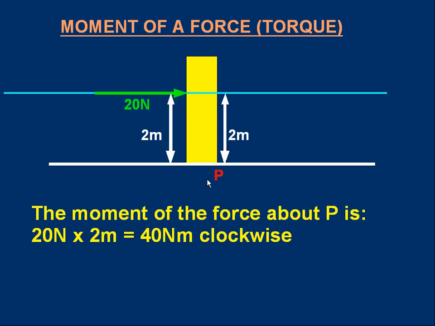And the moment of the force about P is 20 newtons times 2 meters, or 40 newton meters clockwise. Look at the unit, we multiplied newtons by meters, so we call the unit the newton meter. Don't put the meter in front of the newton or it looks like millinewtons. Nm, capital N, small m. And it's clockwise, we should say the direction. If you look carefully, the tendency of this force is to try and make this object move clockwise about P.